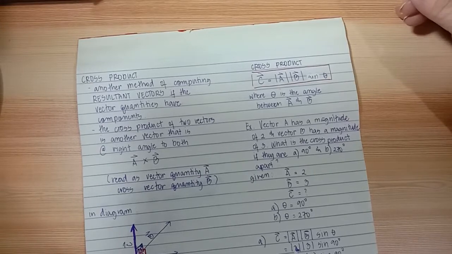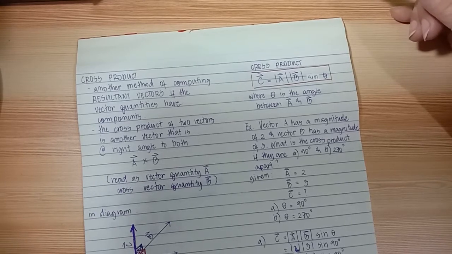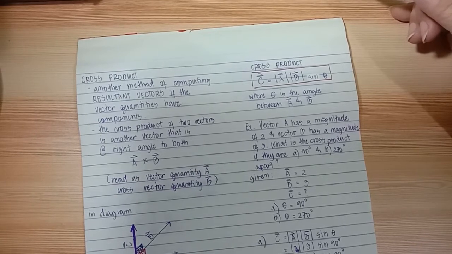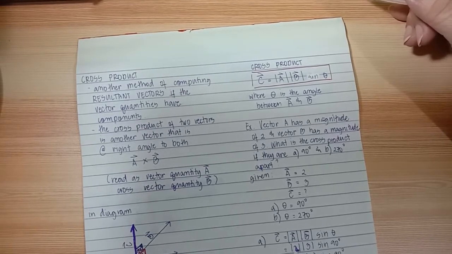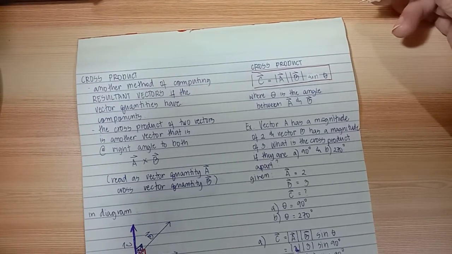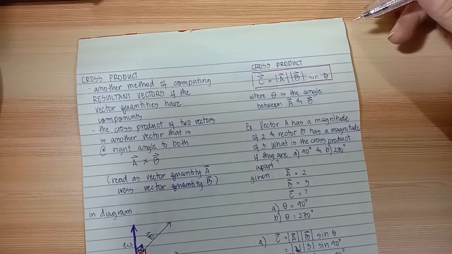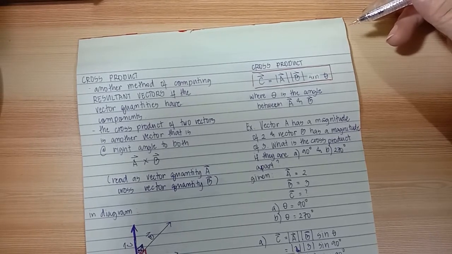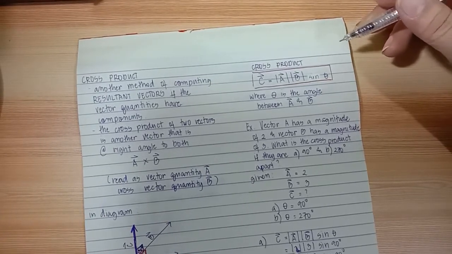So kung natatandaan ninyo dun sa previous module natin ng first quarter, diniscuss natin kung ano ibig sabihin ng resultant vector. So pag sinabi natin resultant vector, that is the summation of all the vector quantities na inadd natin or kinombine natin. Okay? So dun sa method na diniscuss natin ng first quarter, we use different methods in computing the resultant vector. If you could still recall, we have the parallelogram method, we have the graphical method, we have the Pythagorean theorem method, we have the component method.